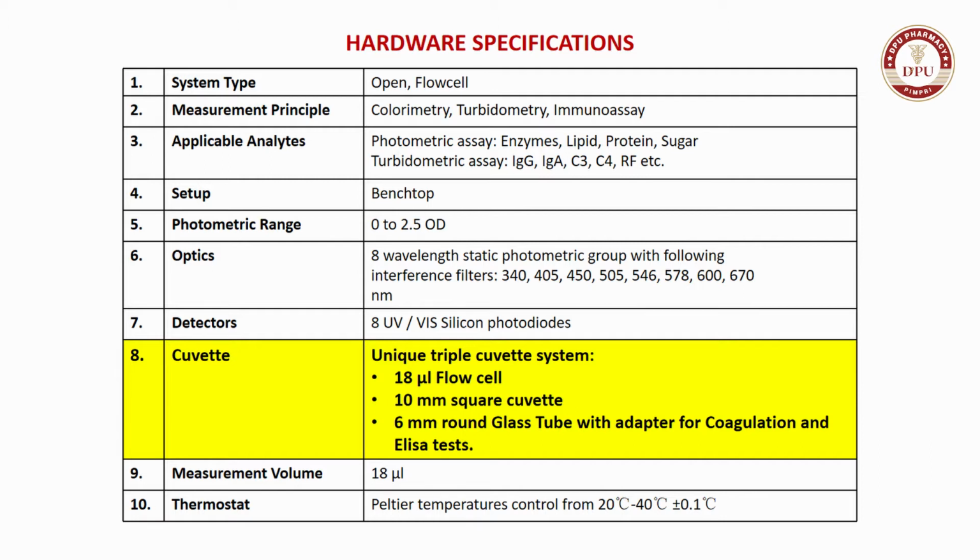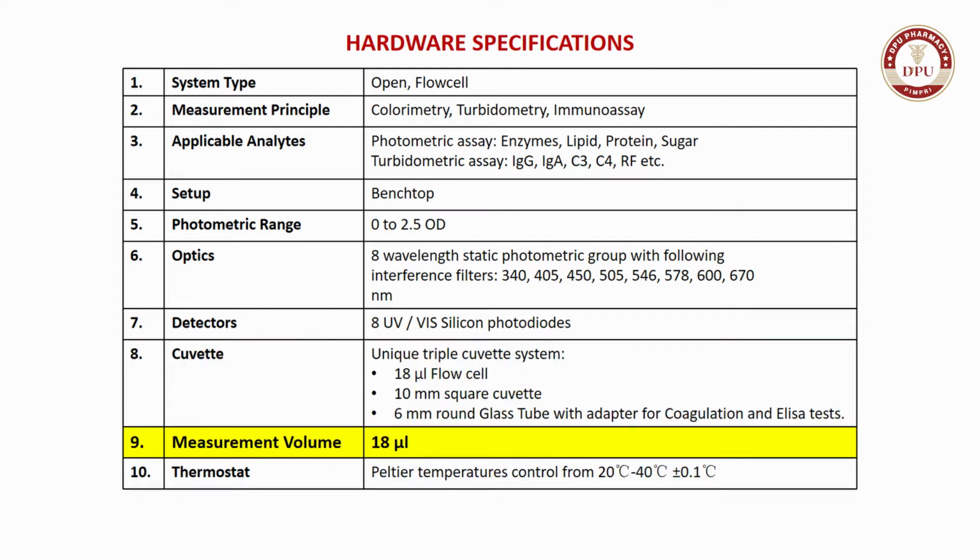First, an 18 microliter flow cell is present. Second, a 10 mm square cuvette can also be used. And last, a 6 mm round glass tube with adapter for coagulation and ELISA tests can be used. Now the measurement volume is 18 microliter, and this device also has a thermostat, that is, it can control the temperature from 20 degrees Celsius to 40 degrees Celsius.